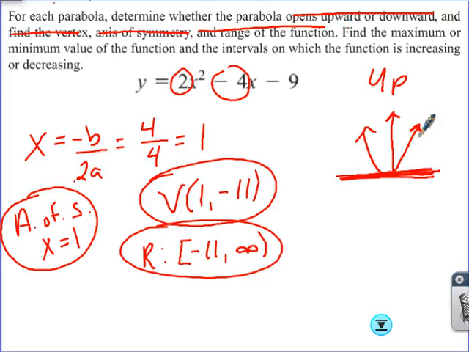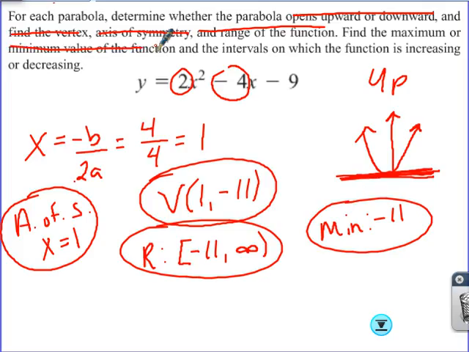Maximum or minimum value. This parabola, since it cups up, has a minimum value, and that minimum value is, again, negative 11. That's the lowest point. That's the lowest y value of your function. Done with that. Maximum or minimum. The intervals where the function is increasing or decreasing.